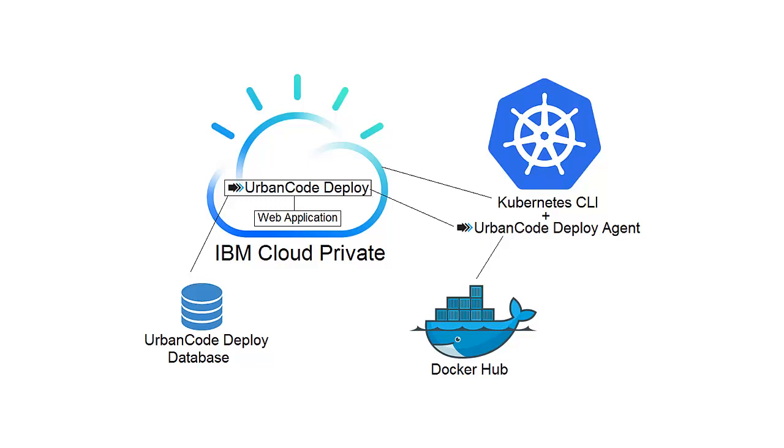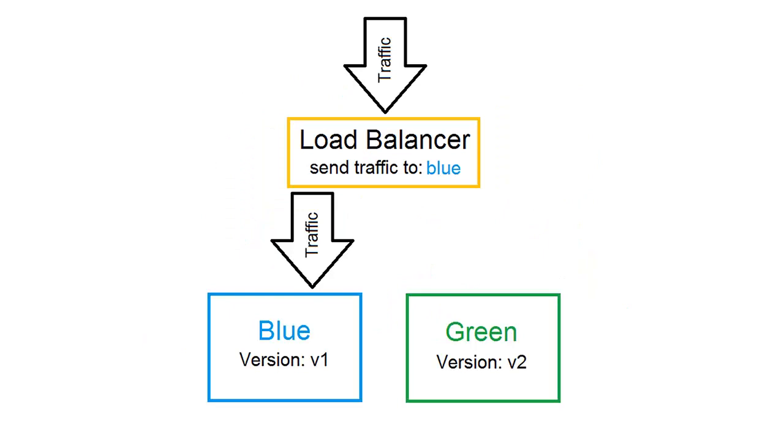Outside of IBM Cloud Private, I have an UrbanCode Deploy agent running on a machine that has the Kubernetes command line interface installed. Finally, my web application's container images are stored on Docker Hub. I could have hosted my images in IBM Cloud Private's image repository, but I chose to leave them on Docker Hub for this demo. The goal of blue-green deployments is to have zero downtime.